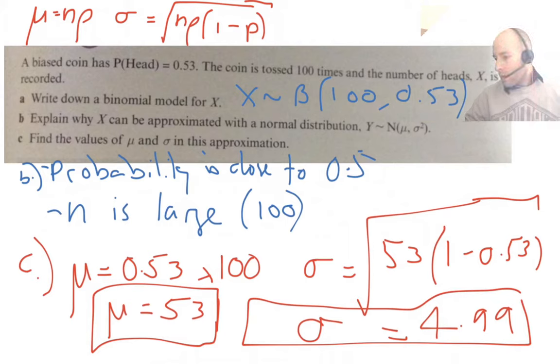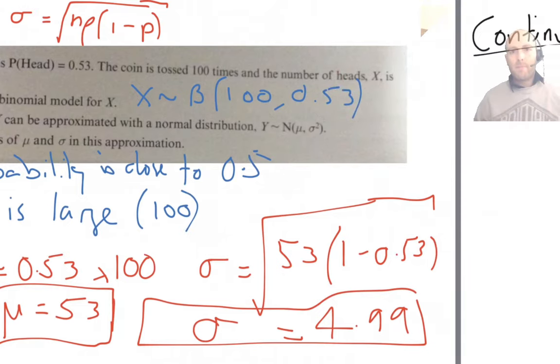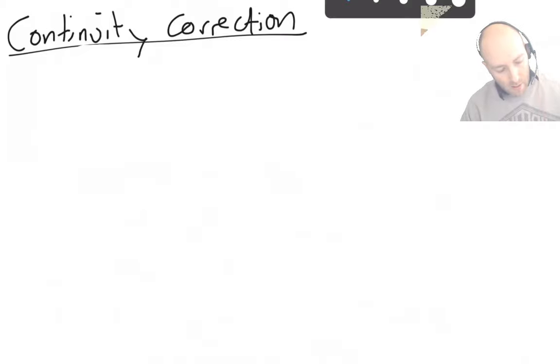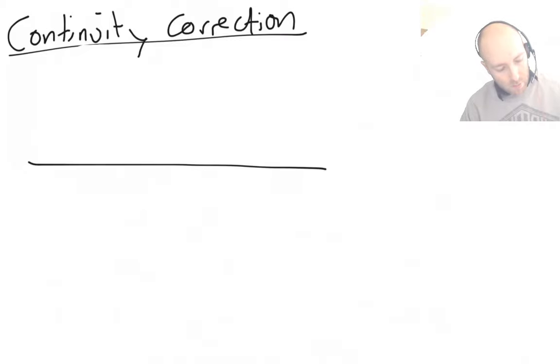Okay, so good. Moving on then. There is a slight caveat. The reason why in this question we haven't actually done anything with the normal distribution yet is because there's something that we have to be careful of first. So we have to do something called a continuity correction. And I'll show you why we have to do this and what it means. So imagine we've got a binomial distribution.